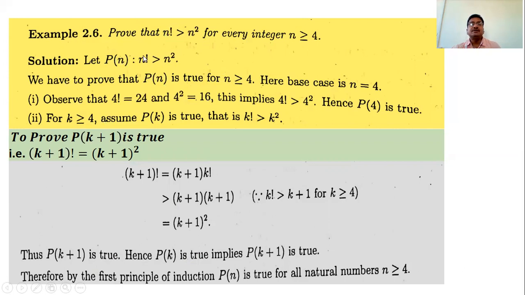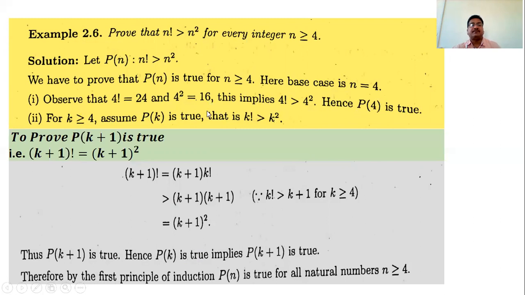Substitute n equal to 4 in the LHS. What is 4 factorial? The value of 4 factorial is 24. And substitute n equal to 4 in the RHS. 4 square is 16. And so 24 is greater than 16. That means 4 factorial is greater than 4 square, and hence P4 is true. That is, Pn is true for n equal to 4. The result is true for n equal to 4.